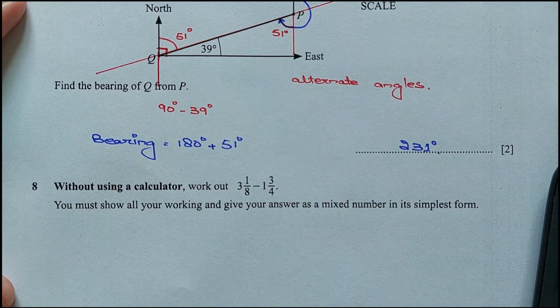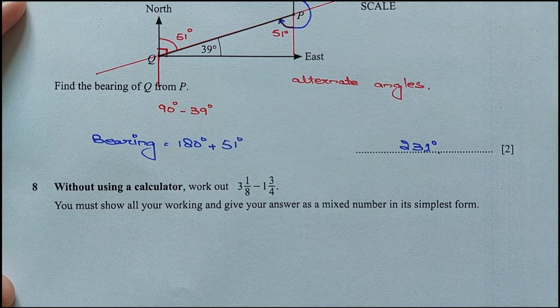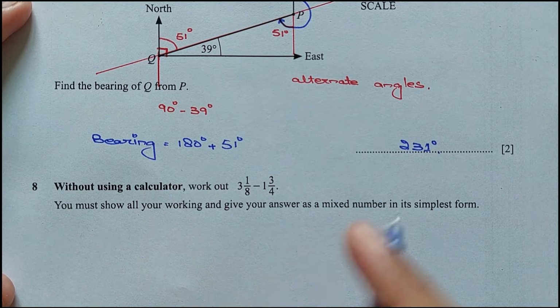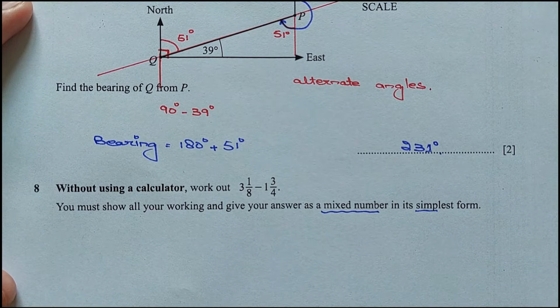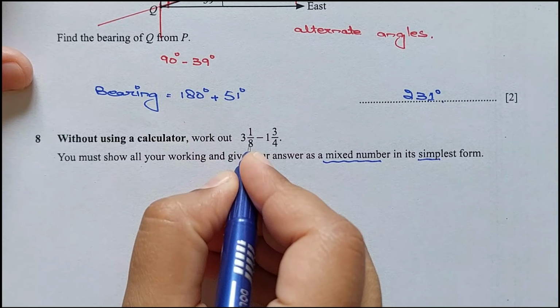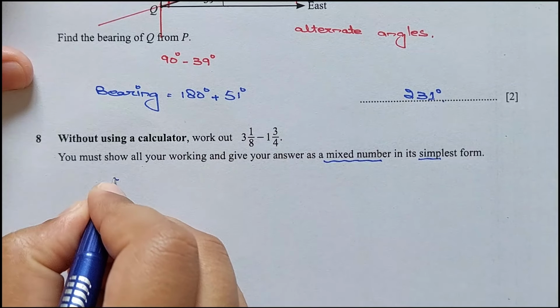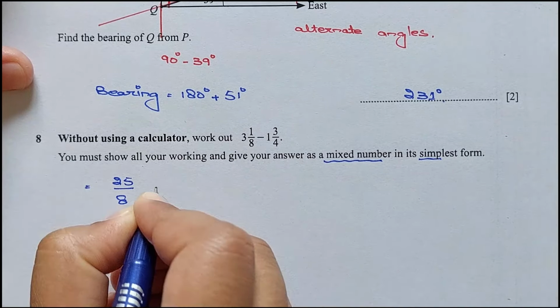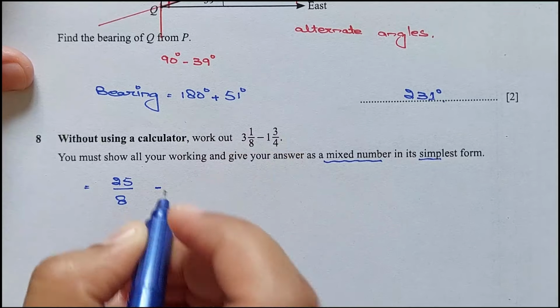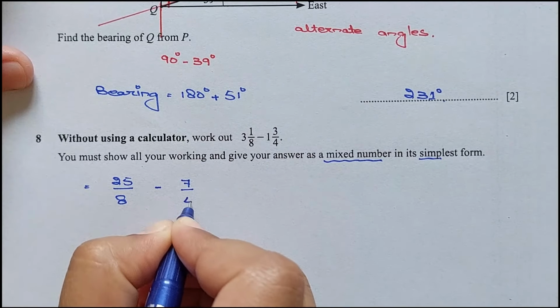Moving to question number 8, without using a calculator, we have to work out. You must show all your working and give your answer as a mixed number in its simplest form, right? 8 times 3 is 24. 24 plus 1 is 25 out of 8. Minus 4 times 1 is 4. 4 plus 3 is 7 out of 4.